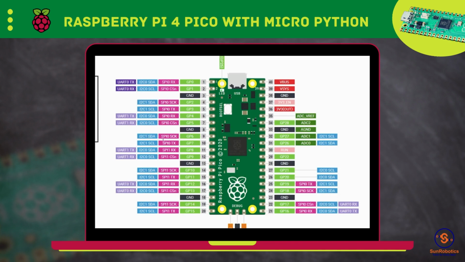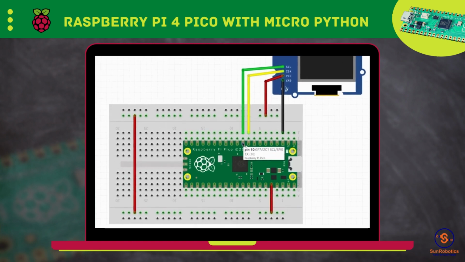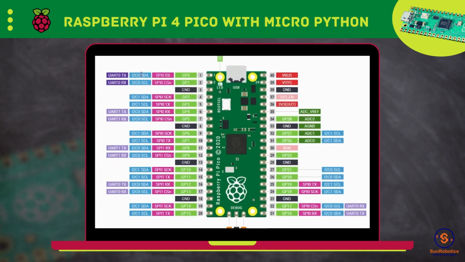You can use I2C channel 1 also. In this case we will be using I2C channel 1, which is connected to GP6 and GP7. We will be connecting an I2C display module with the Raspberry Pi Pico. We have to give a ground and VCC. Then SDA should be connected to general pin number 9, that is GP6, and SCL should be connected to general pin number 10.